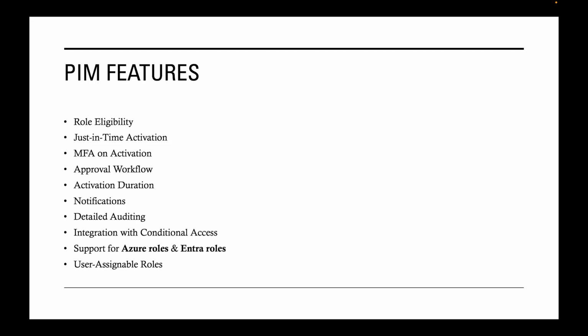So let's talk a little about some of the PIM features. There's role eligibility, which I was talking about just now, and just-in-time activation. Then there's MFA on activation. There's an approval workflow, so you might set up in your system that the manager of said employee has to approve that activation. There's activation duration, so with certain roles, you can say activation is for 2 hours, some 4, some 6, or whatever the case may be. So it's up to you how you want to apply those settings. Then there are notifications: who gets notified when somebody is approved, when somebody gets activated, and so on and so forth. There's detailed auditing. There's also the ability to integrate this with conditional access.